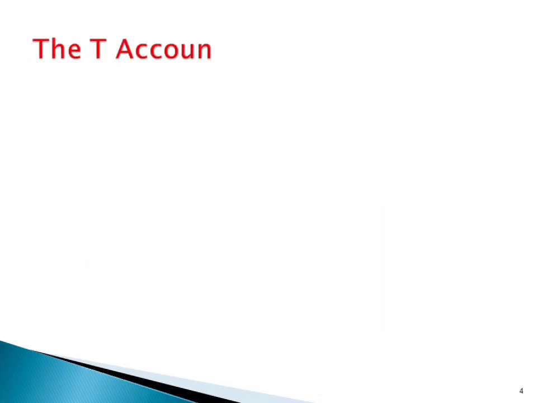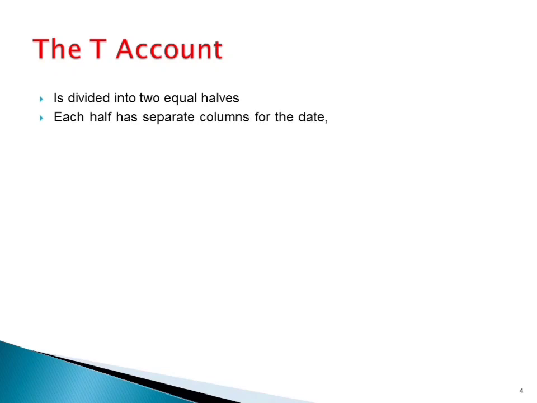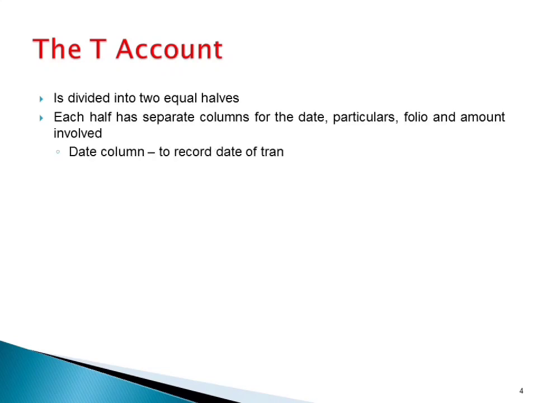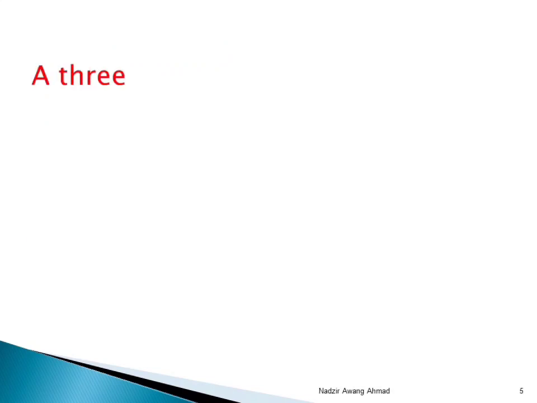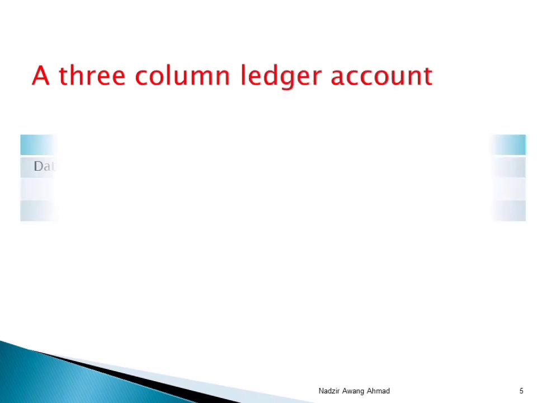The T account is divided into 2 equal halves, and each half has separate columns for the date, particulars, folio, and amount. A 3-column ledger account.